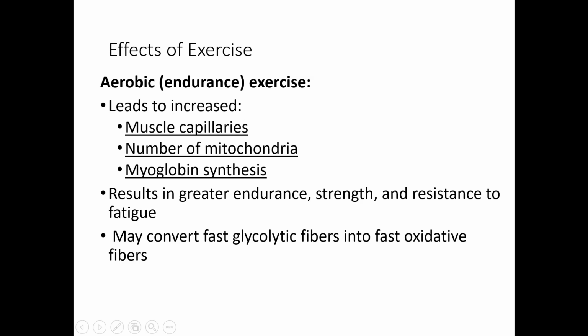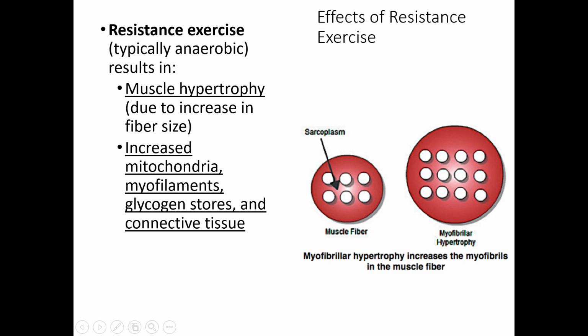Effect of exercise. Two types of exercise, aerobic and anaerobic. Aerobic exercise, or exercise for endurance like running, causes our muscles to develop new muscle capillaries. Number of mitochondria increases, and protein myoglobin that carries oxygen, its synthesis increases too. Muscles become stronger and resistant to fatigue. Sometimes glycolytic fibers can even be converted to oxidative fibers.